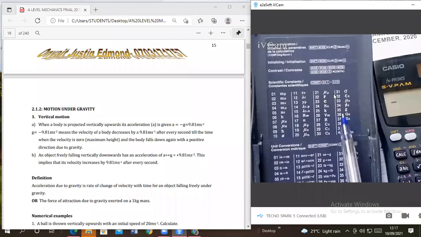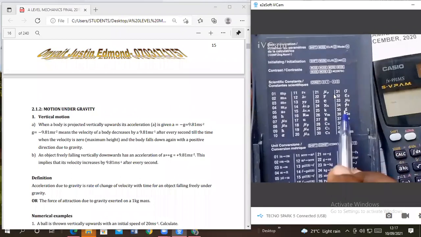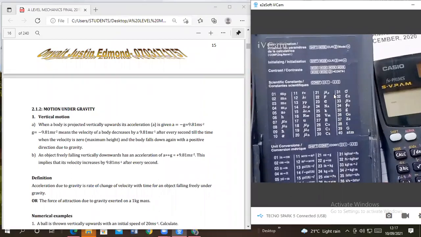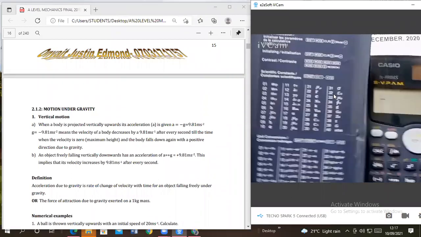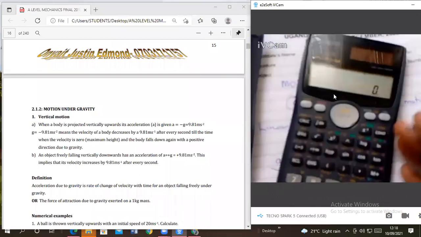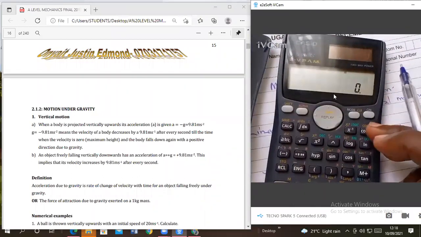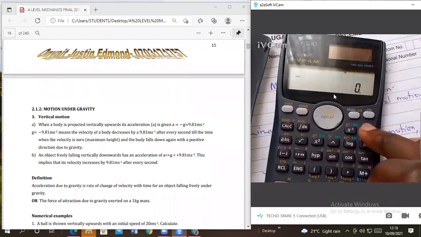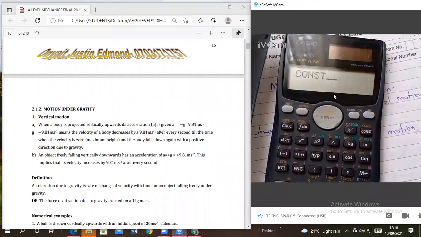Acceleration due to gravity is number 35. So if you want to press that, you press constant. Are you seeing constant here? So you press constant, and then you press that number, which is 35, constant 35.